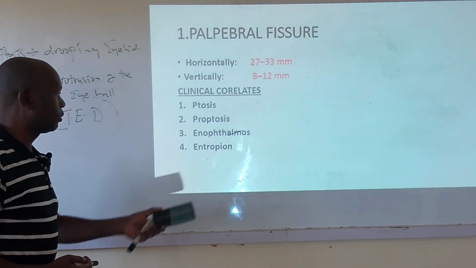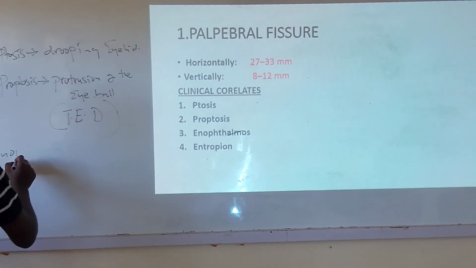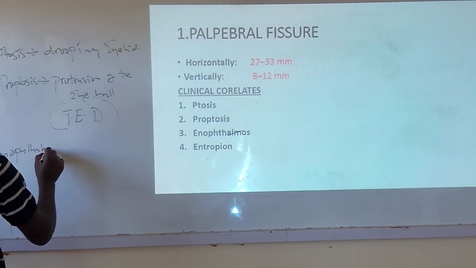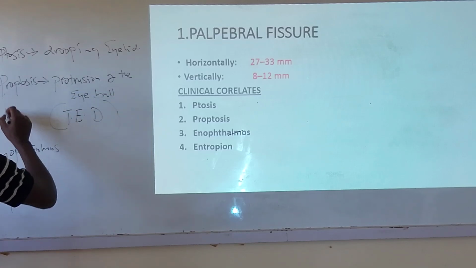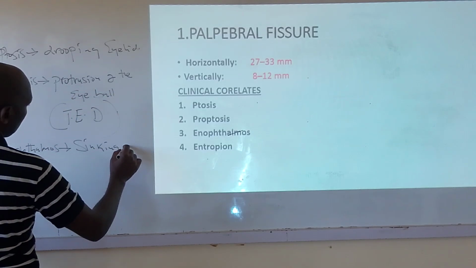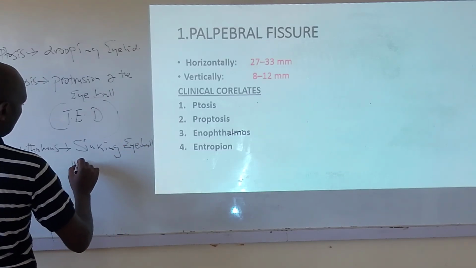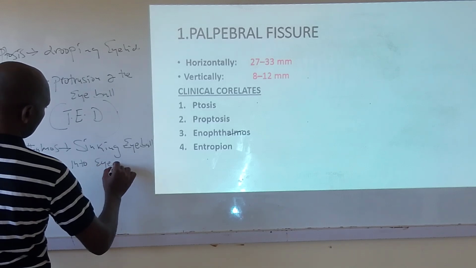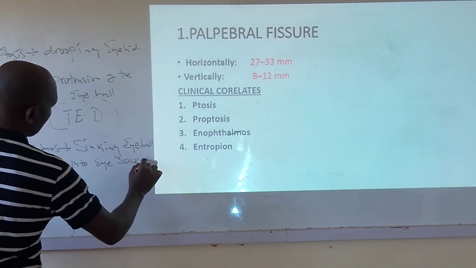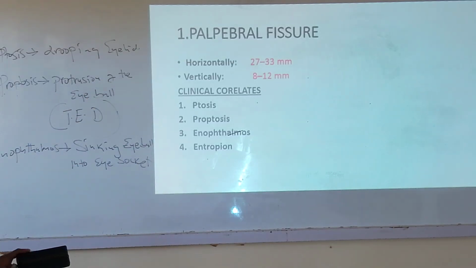How about enophthalmos? Enophthalmos is actually the opposite of proptosis, which means the sinking of the eyeball into the eye socket. Proptosis is protrusion of the eyeball, while enophthalmos is the sinking of the eyeball into the socket.